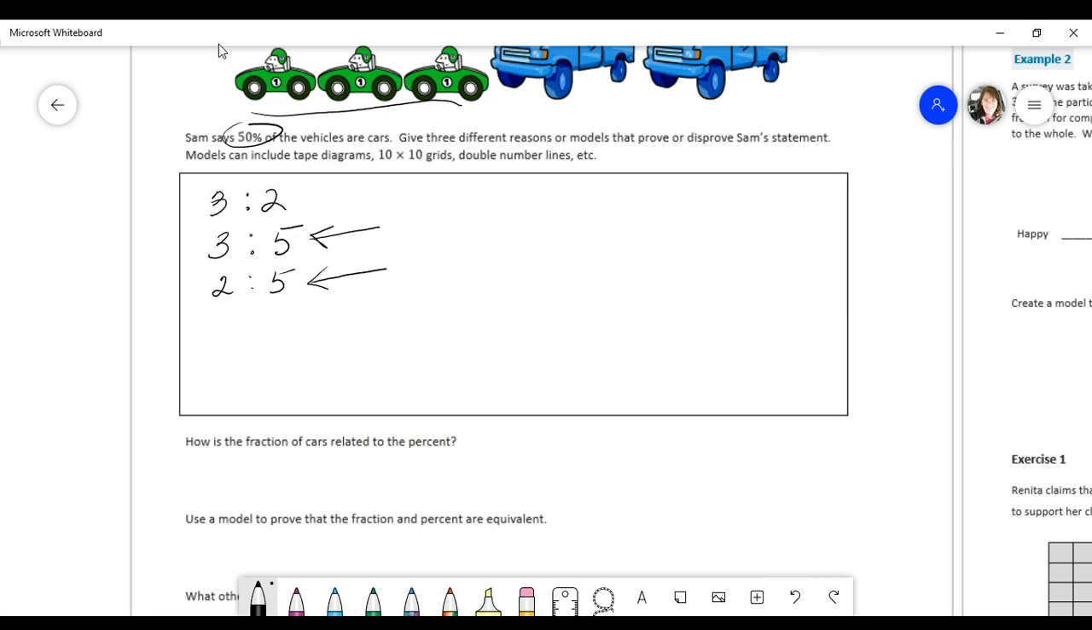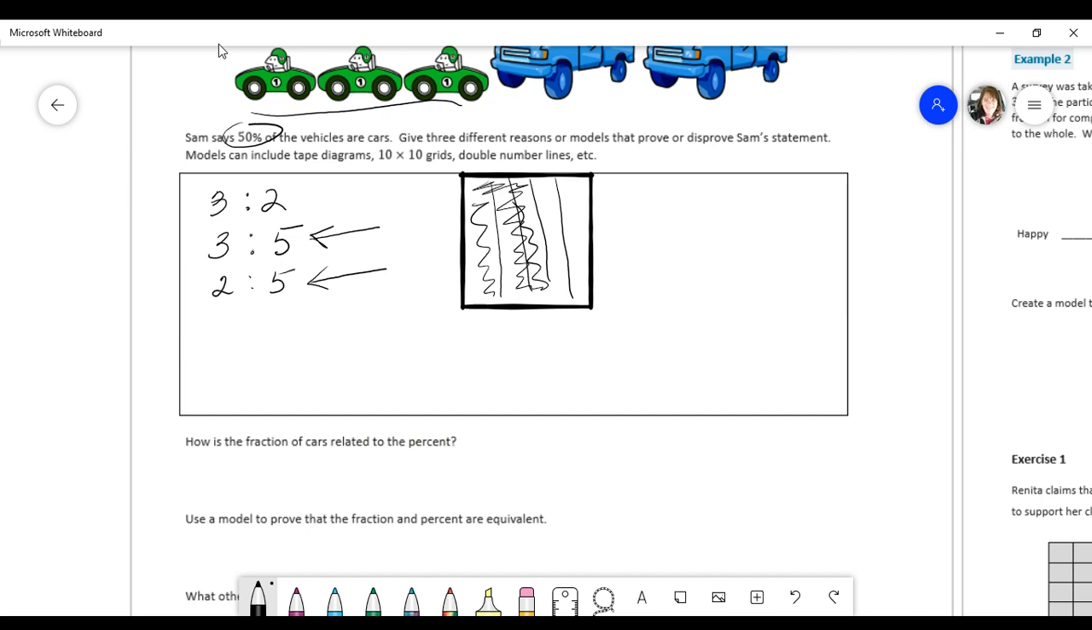We could show it as a grid if we did a 10 by 10 grid. Okay, and we need to cut it into fifths, which are 4 lines, beautiful lines, right? And out of these 5 vehicles, 3 of them are cars. And if 3 of them are cars, I can see by looking at this is more than half. So that's another way.